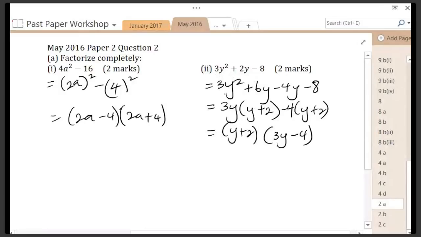All right, the HCF of the first two terms here, 3y. 3y squared divided by 3y, I'm getting y. Positive 6y divided by 3y, I'm getting 2. Repeat the brackets. Minus 4y divided by y here, I'm going to get minus 4. Minus 4 multiplied by positive 2 is minus 8. I'm going to factorize all the brackets here. So this is going to become y plus 2 multiplied by 3y minus 4. Okay, and that's the answer there.